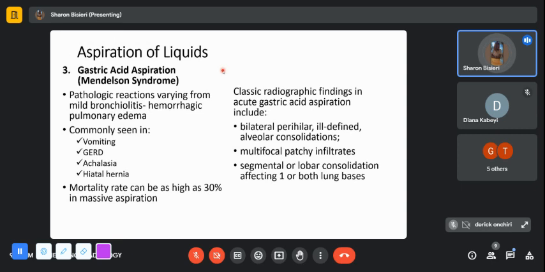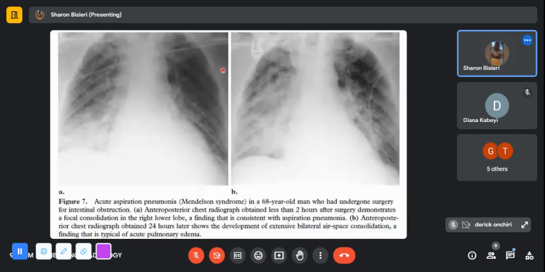Mortality rates can be as high as 30% when you have massive cases of aspiration. The classical radiological findings in acute gastric acid aspiration will include bilateral, perihilar, ill-defined alveolar consolidations, multifocal patchy infiltrates, and segmental or lobar consolidation that affects one or both lung bases.